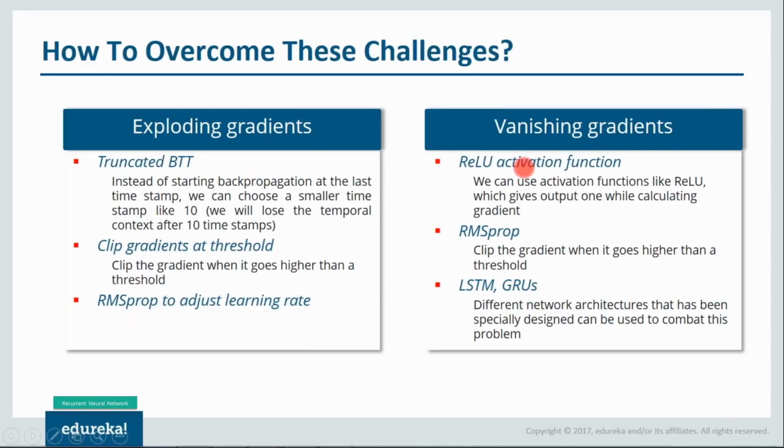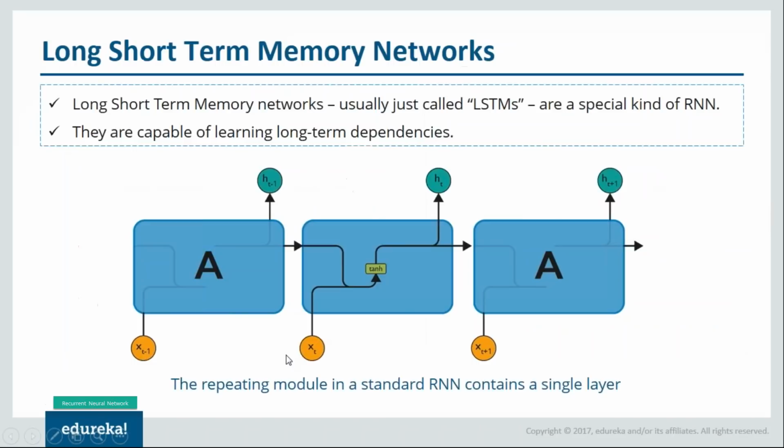Now for vanishing gradient, we can use a ReLU activation function. We have discussed the ReLU activation function in the artificial neural network tutorial, guys. Similarly, we can also use LSTMs and GRUs. In this tutorial, we'll be discussing LSTMs, that is, long short-term memory units. Now let us understand what exactly LSTMs are. So guys, we saw the two limitations of recurrent neural networks. Now we'll understand how we can solve them with the help of LSTMs.